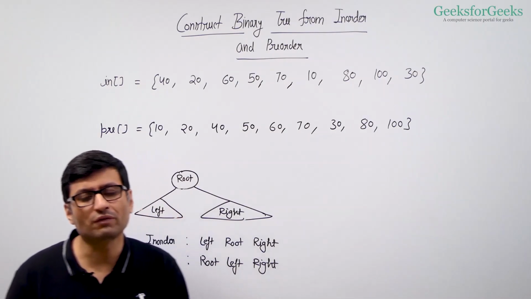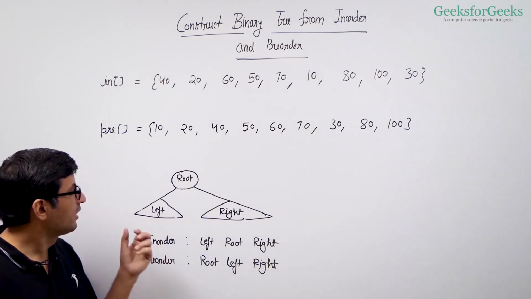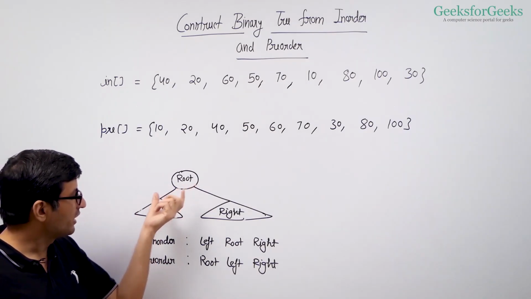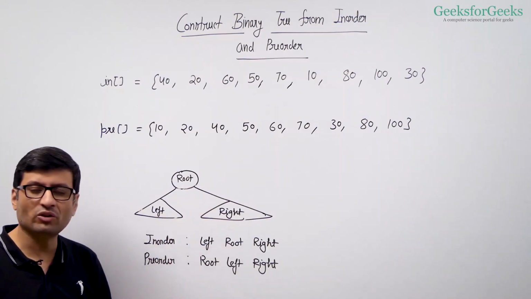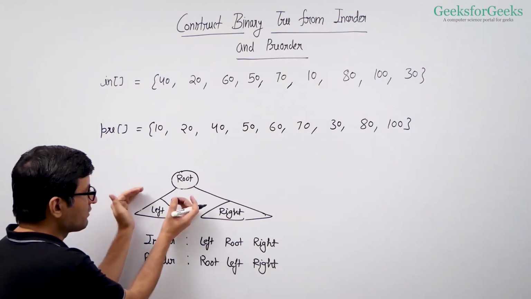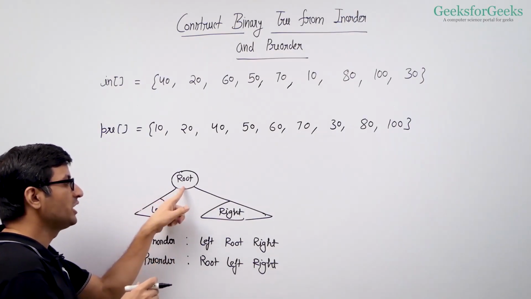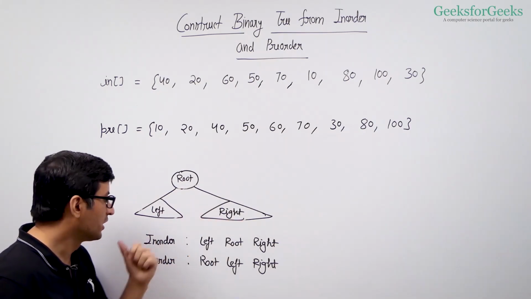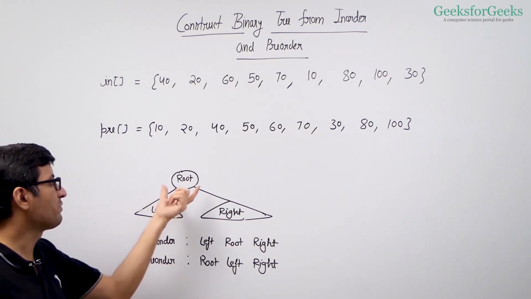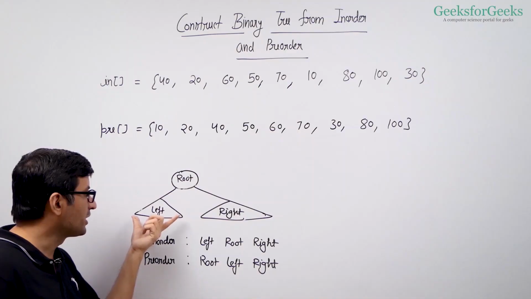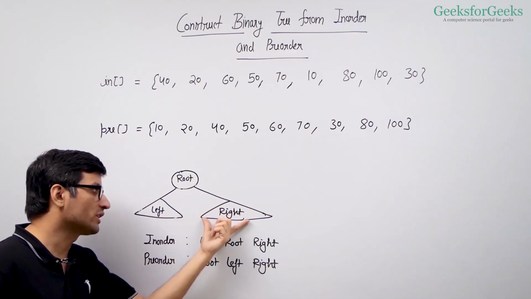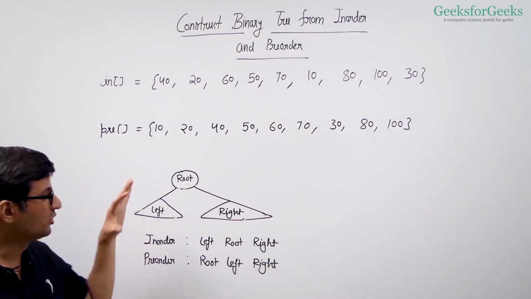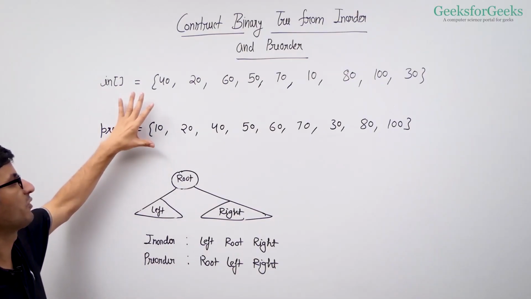Let's do a recap of in-order and pre-order traversal. We are given a tree with root, left subtree and right subtree. In in-order traversal, we print the whole left subtree first, then we print the root's key, and then we print the right subtree. In pre-order traversal, we first print the root's key, then we print the whole left subtree, then we print the whole right subtree. Let's use this to construct the tree from here.